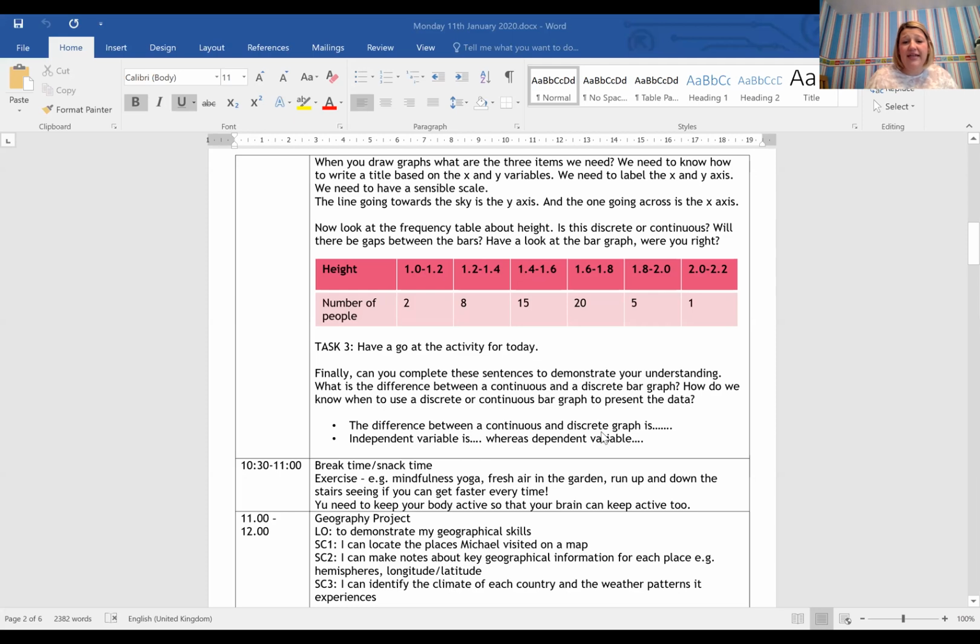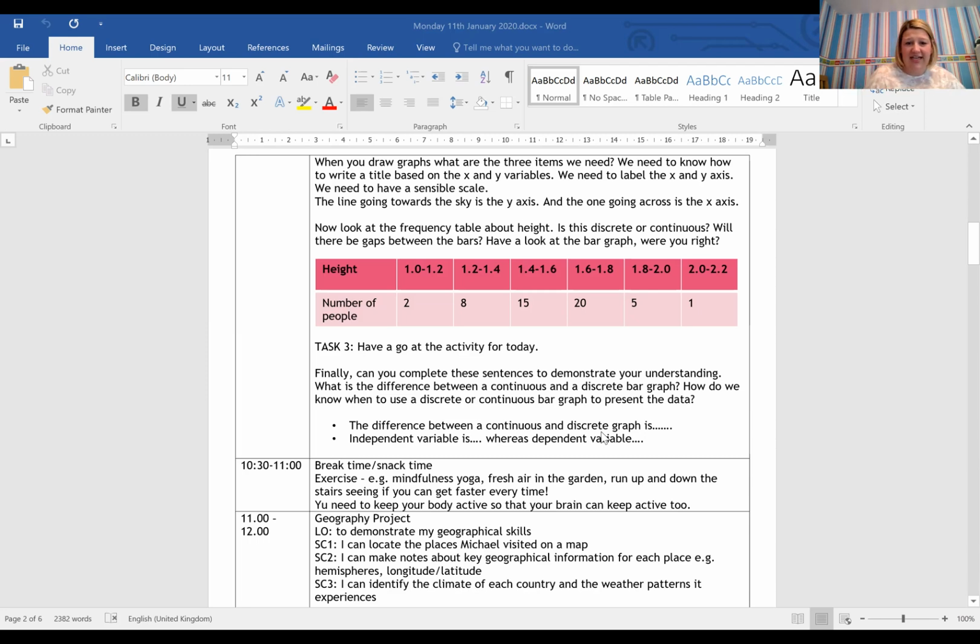And then finally, like I said on the lesson plan, there is a question at the end to demonstrate your understanding. So finally, can you complete these sentences to demonstrate your understanding? What is the difference between continuous and a discrete bar chart? How do you know when to use discrete or continuous bar graph to represent the data? So I've given you a sentence stem to use. The difference between a continuous and discrete bar graph is, and the independent variable is, whereas dependent variable is.